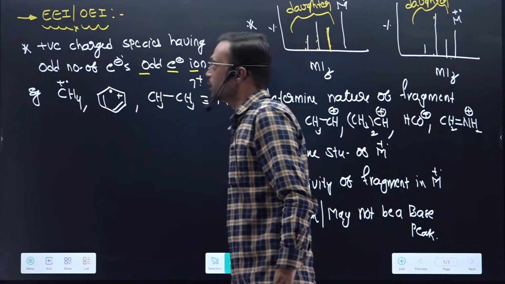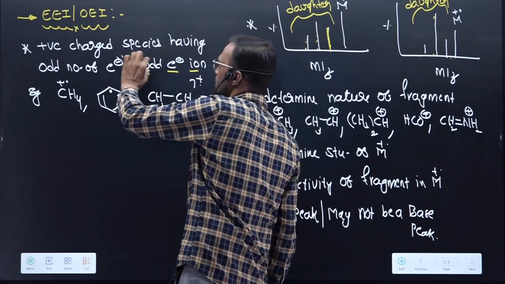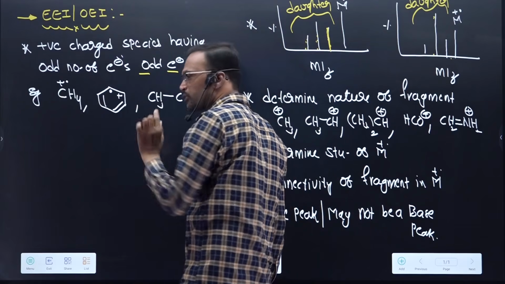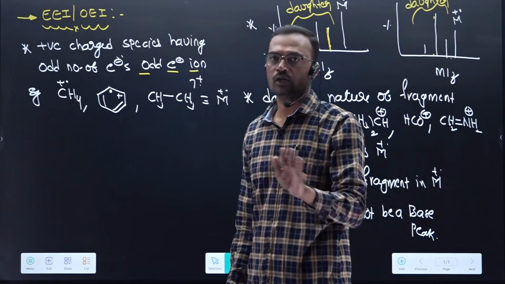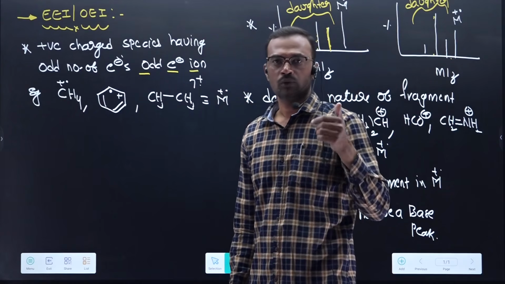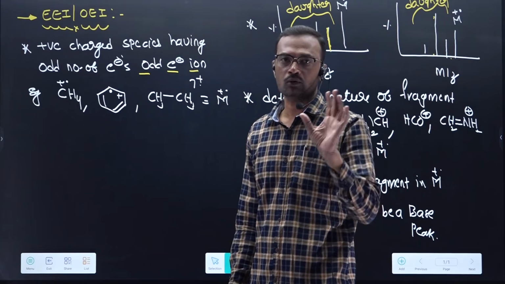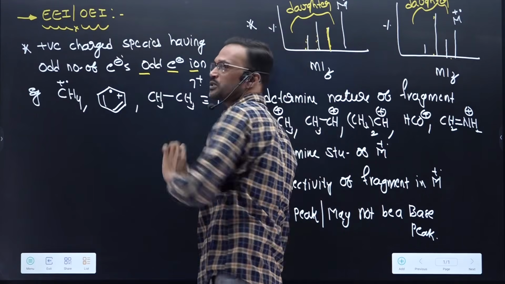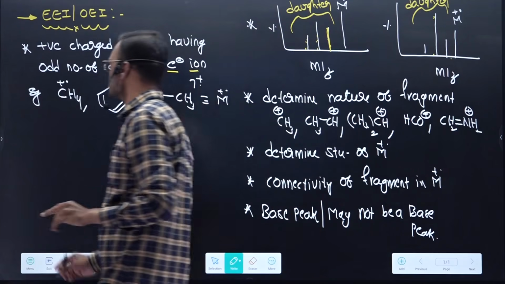OEI. This is called odd electron ion. Remember, whenever I say the word odd electron ion, they carry an odd number of electrons. Only the number of electrons, don't count the m by z value. Don't work out mass. Only electrons we are counting. Based on the number of electrons, I am saying it is an odd electron species. They carry an odd number of electrons.